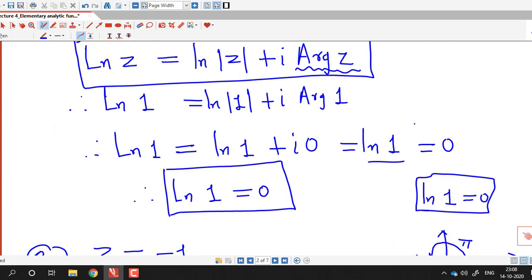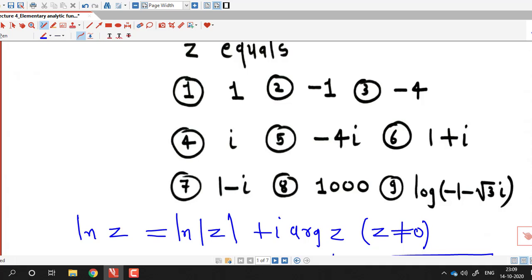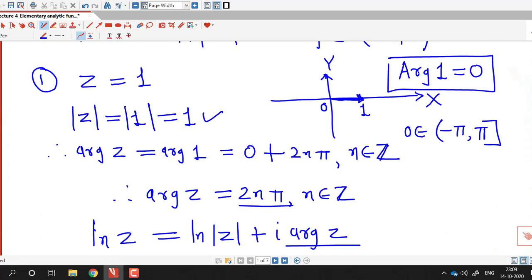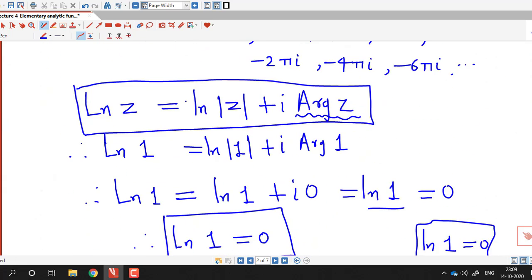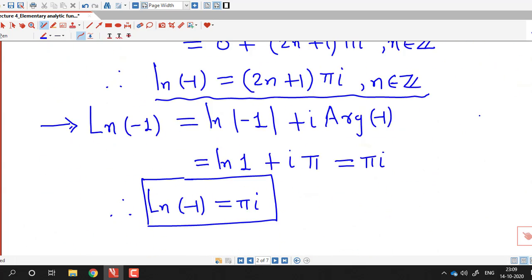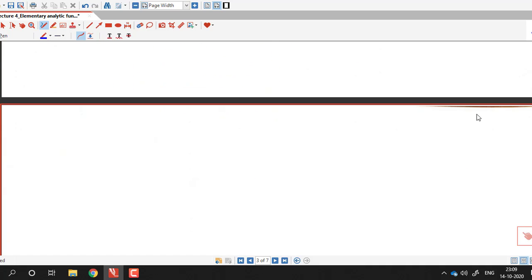The third one is z equal to minus 4. It is similar to this one. Instead of minus 1 we have minus 4. So minus 4 will be somewhere on the negative x-axis, and this angle is going to remain the same. The angle made by this vector with the positive x-axis will be pi. The only difference will be the absolute value of minus 4. So let us do this also.